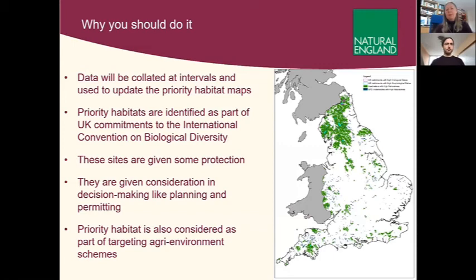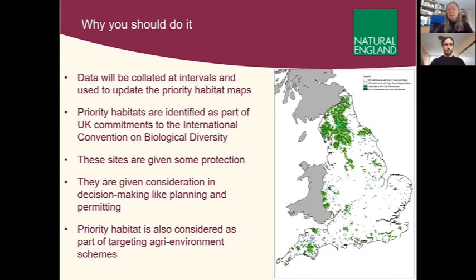Why do we want people to do this one? Well, the data will be collated at intervals and used to update the priority habitat maps. And how that works is that we select those sites which are the most naturally functioning to go on the priority habitat maps. The priority habitats are identified as part of the UK commitment to the International Convention on Biological Diversity, and these sites are given some protection.